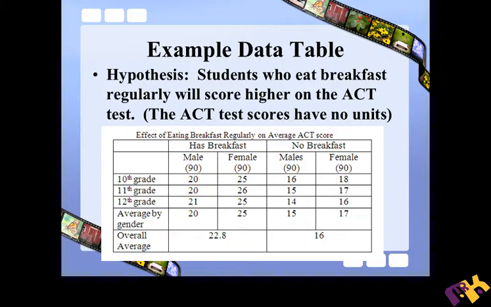Right. So overall, 22.8 versus 16 for no breakfast. From this information, it's evident that having breakfast before you take that ACT, or having breakfast on a regular basis, helps improve your performance. So if you just get up, slap your clothes on, and roll into school without getting anything to eat, you're probably struggling a little bit.